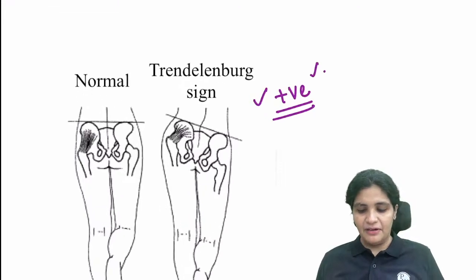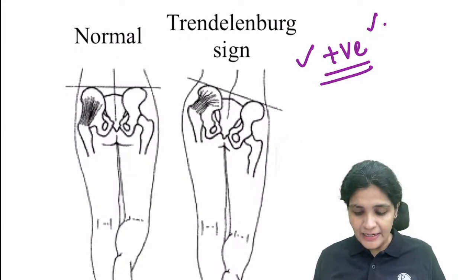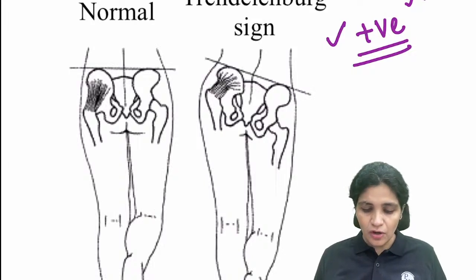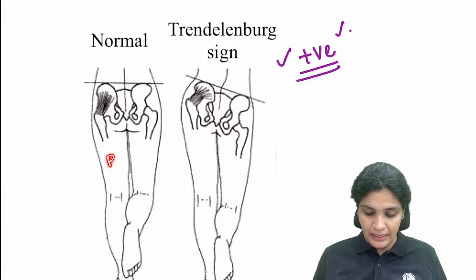So what is happening in the Trendelenburg sign? Let us assume that this is a normal limb, right? This is a normal limb. So what is a normal limb? Here the patient is standing on his right limb, right?